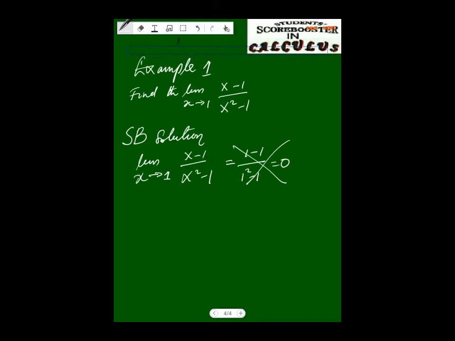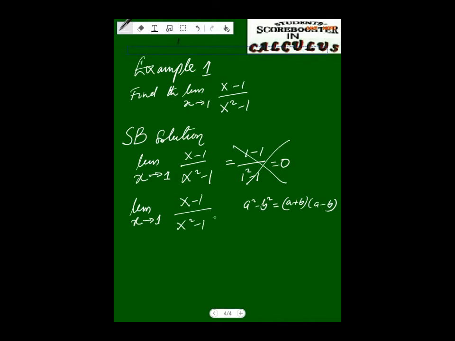So what you're going to do here is, let me rewrite this. Limit as x goes to 1 of x minus 1 over x squared minus 1. We are going to use the difference of two squares. Can you still remember that? Difference of two squares says that if you have a squared minus b squared, this is the same thing as a plus b times a minus b. This is a common formula.